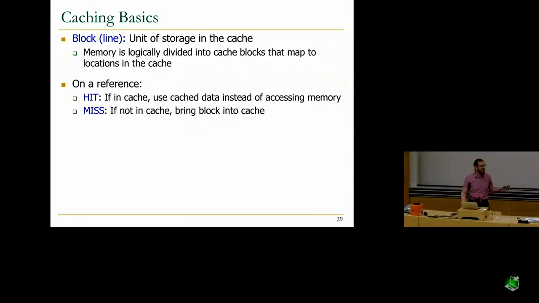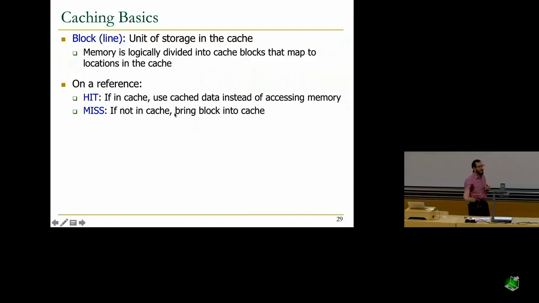So on a reference, you get a hit or miss on an access to the cache. There are two outcomes. One is a hit. If the block address that you're querying the cache with is in the cache, then you take the data instead of accessing memory. If it's a miss, then you bring the block into the cache. Now, where do you bring the block from? You normally go to the next cache level. It may or may not be in that cache level, and then you go to the next cache level, and then the next cache level. Clearly, where a block gets placed is also a design choice.